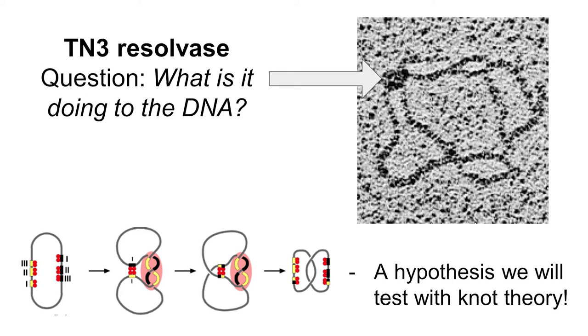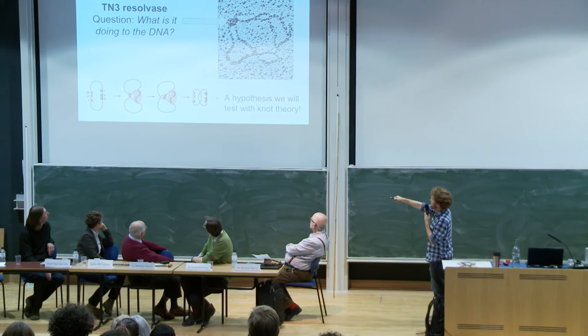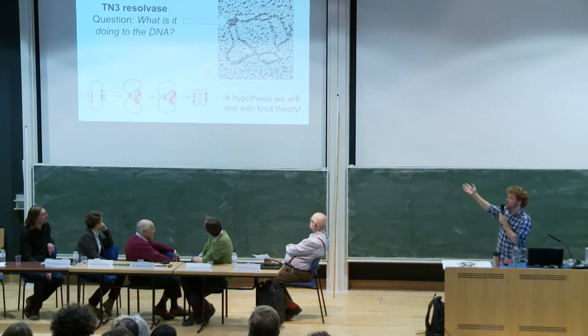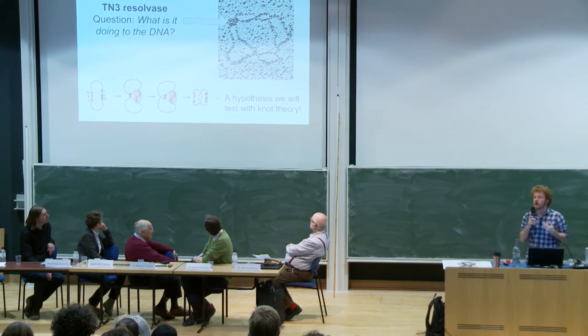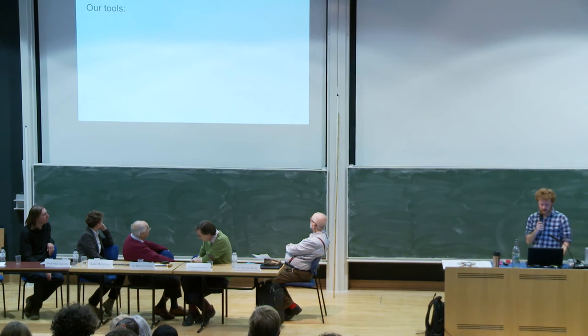And let's say that we've got some hypothesis. We're not sure whether it's true. We've got some hypothesis that it will swap two ends around, but it needs to have two little loops here, or something like that. It doesn't matter. But this is the kind of thing that a biologist might speculate that an enzyme is going to do to some DNA.